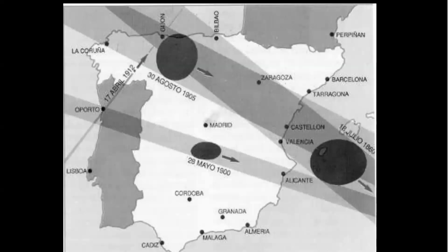Now, the Iberian Peninsula also has a historic role in these developments. So in this map, you see some eclipses of the sun whose path of totality or annularity went through the Iberian Peninsula in the late 19th and early 20th century. So you see there's one in 1860, there's one in 1900, one in 1905, one in 1912 with a very thin path. So keep that in mind. We'll come to it in a couple of minutes.